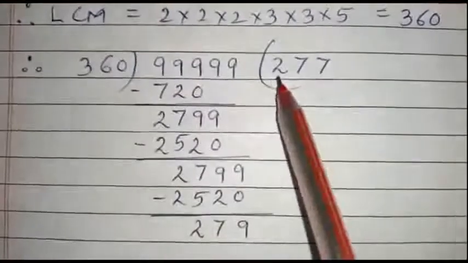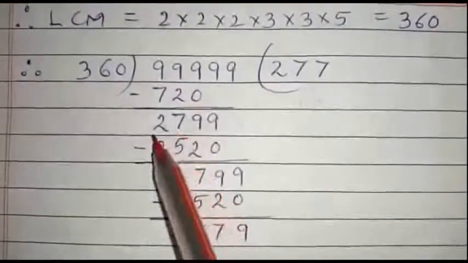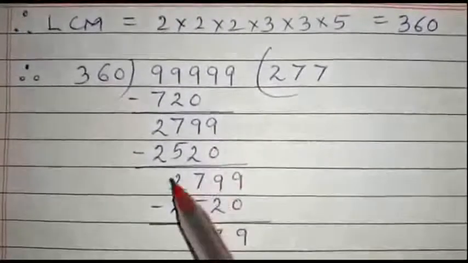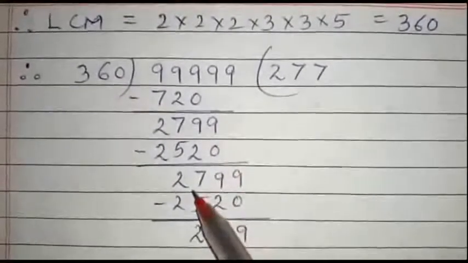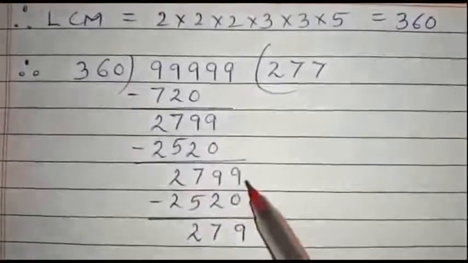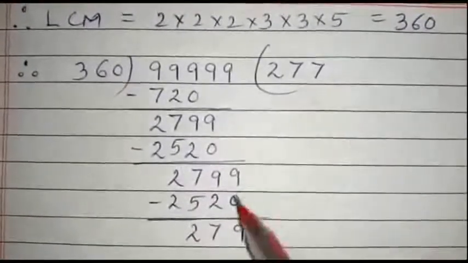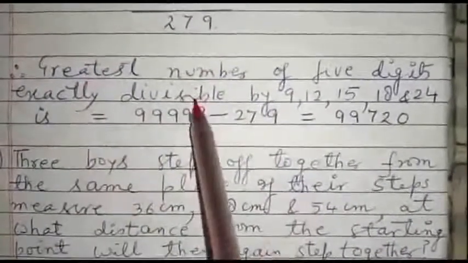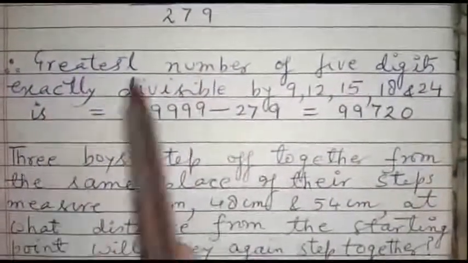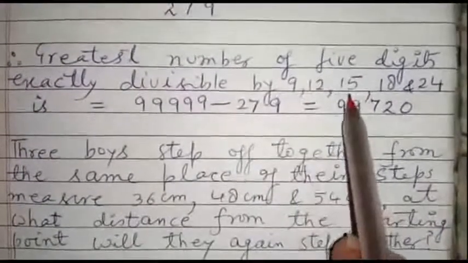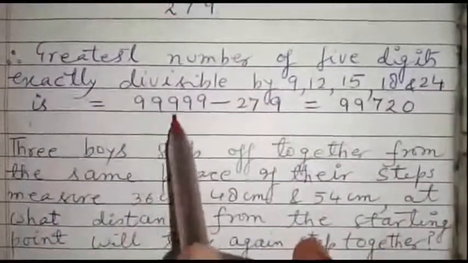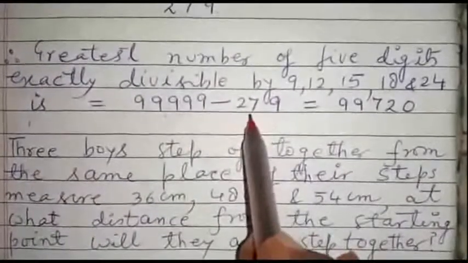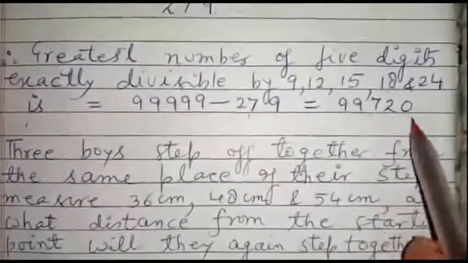So 360 times 2 is 720, and we will get remainder 279, taking 9 here. Now 360 times 277 is 99720, and the remainder will be 279. Therefore the greatest number of 5 digits exactly divisible by 9, 12, 15, 18 and 24 is equal to 99999 minus 279, which is equal to 99720.